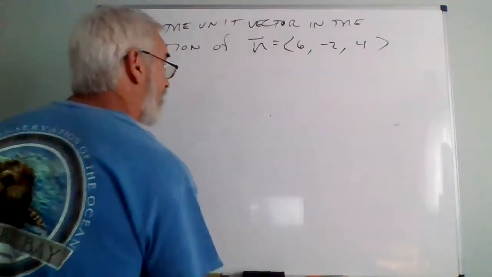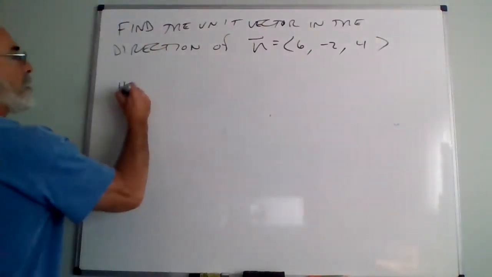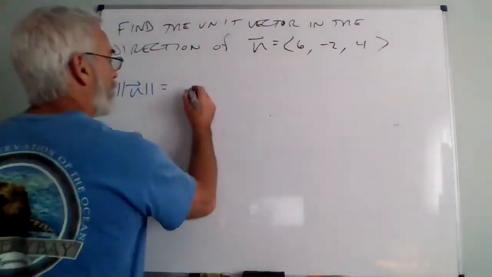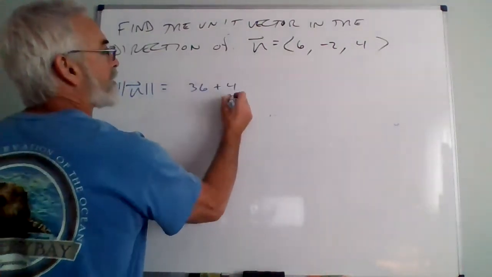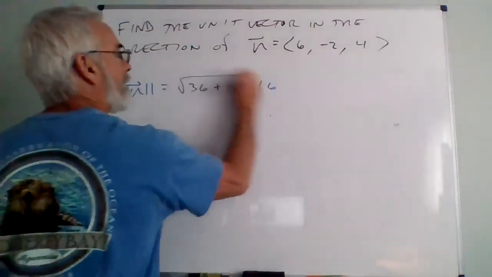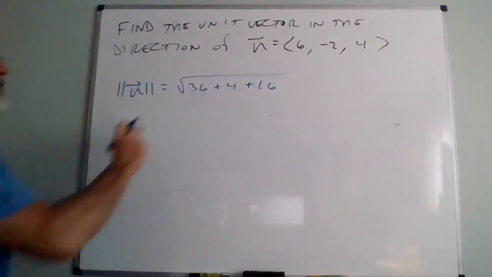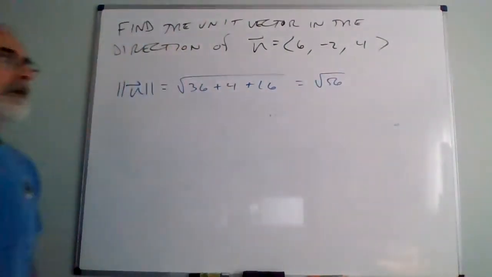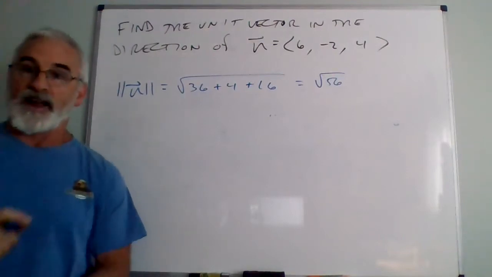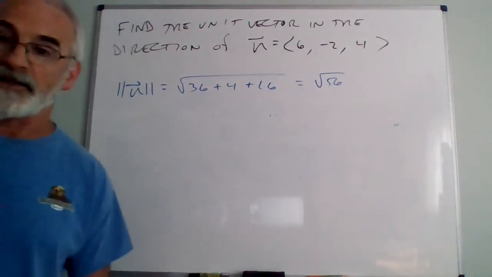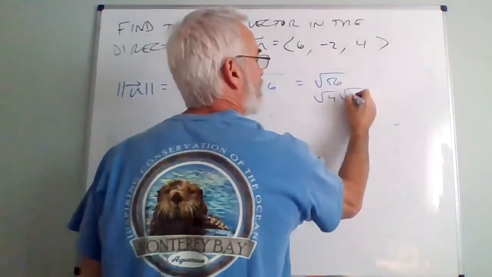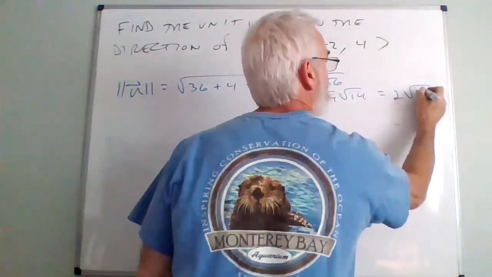Well, how do I find that scalar multiple? I start by finding the magnitude, which is just going to be the sum of the squares under the square root. So 36 plus 4 plus 16, okay, 56. Now, when it comes to square roots, it's always better to deal with smaller roots. So if I can reduce this, I should, because it'll make my life easier later on. I think I can break this down into root 4, root 14. So that's 2 root 14.